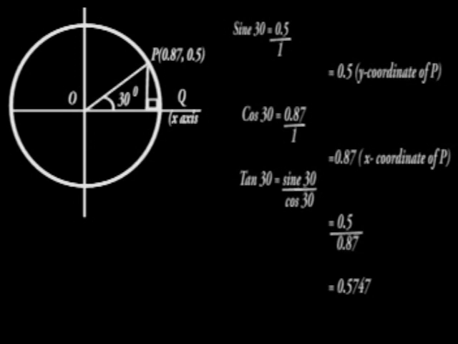Draw other unit circles on graph paper. Construct any angle on the circle. Take the coordinates at P and try the ratios as we have done. Use the calculator to confirm it.